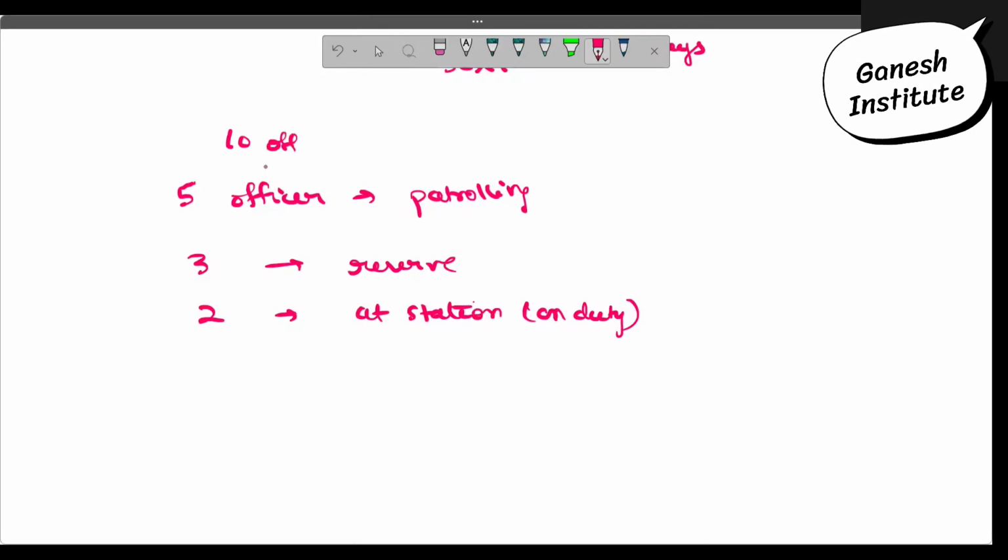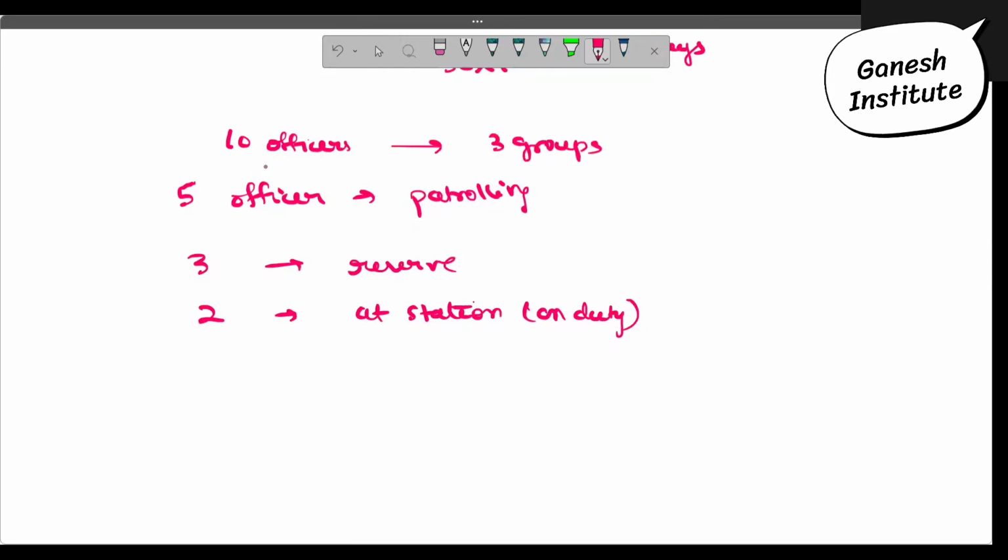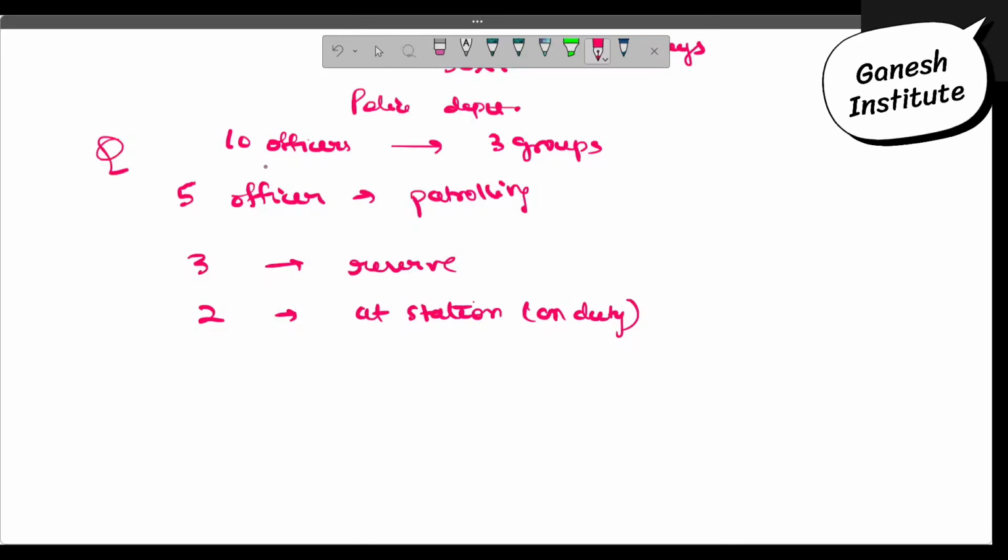3 groups. 5 factorial into 3 factorial into 2 factorial by 3 factorial. So first of all, you tell me, this is the condition of what? Permutation or combination? Second, how many different divisions of the 10 officers into the 3 groups are possible?